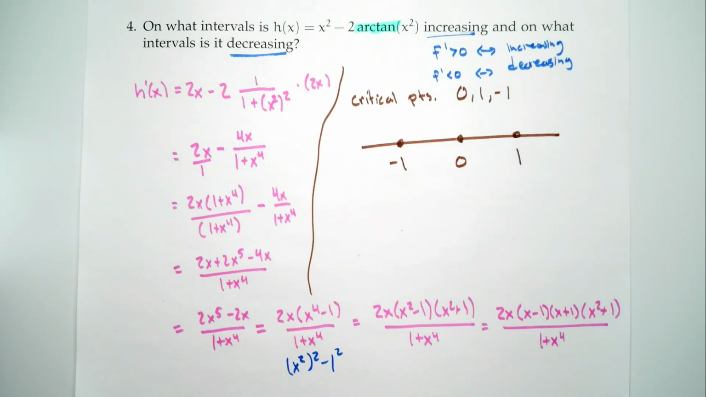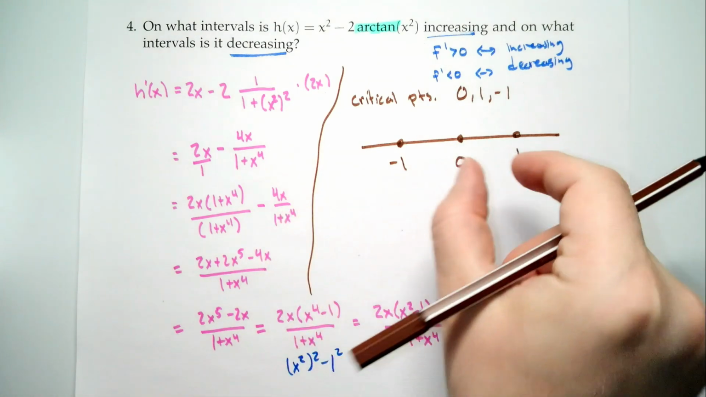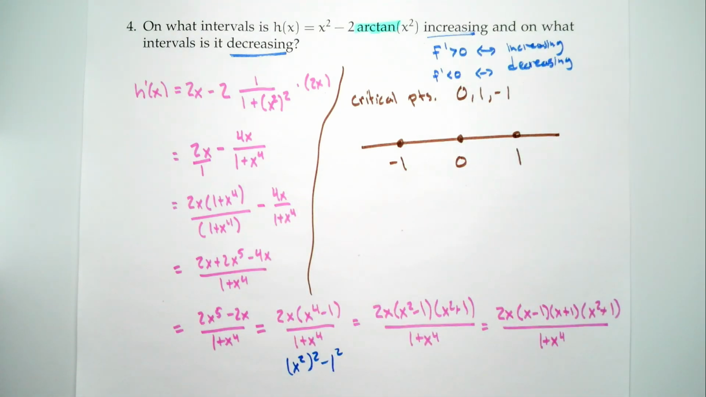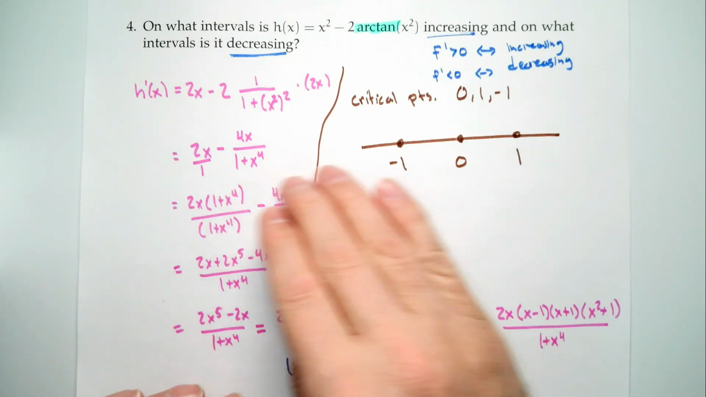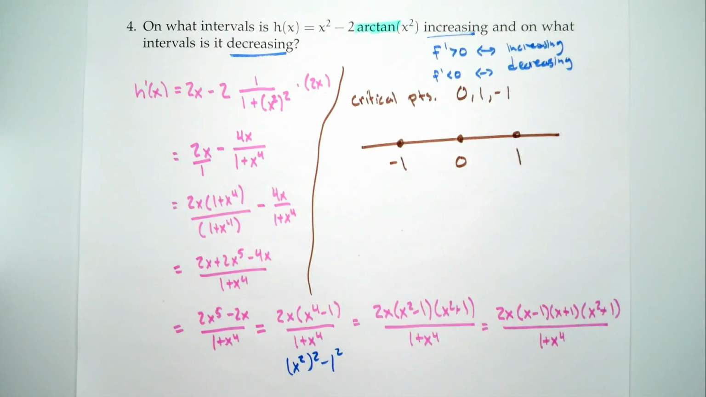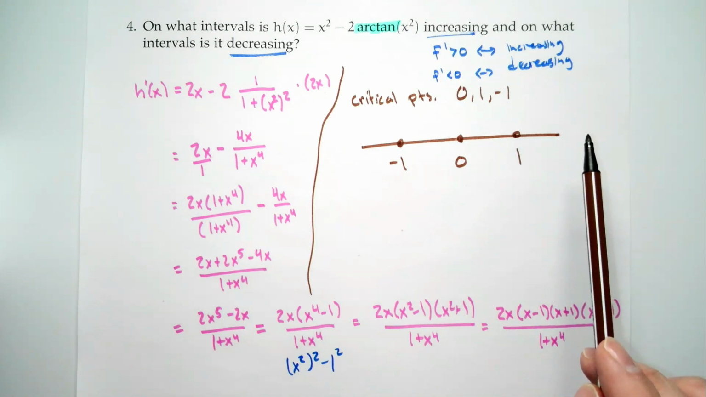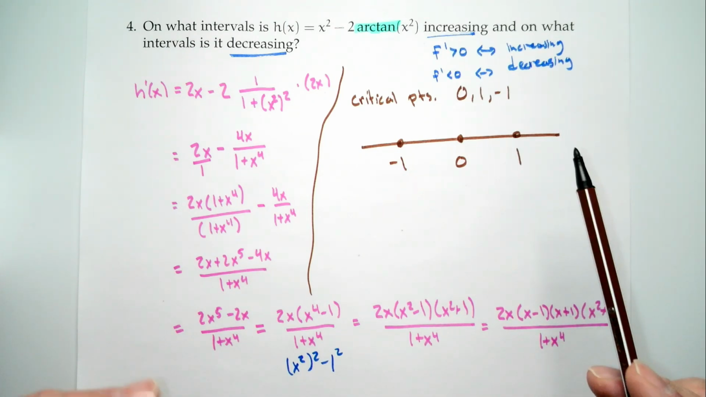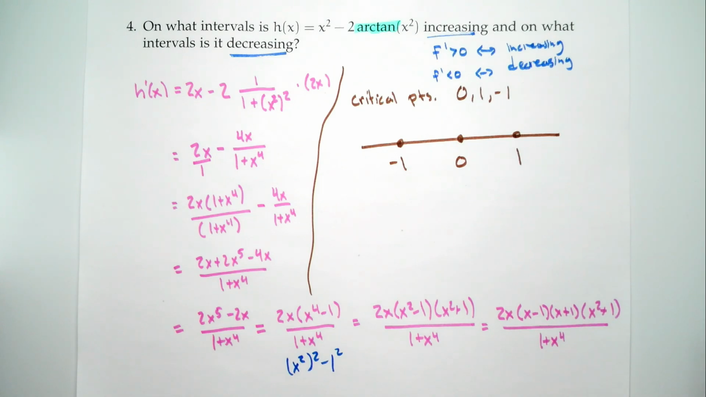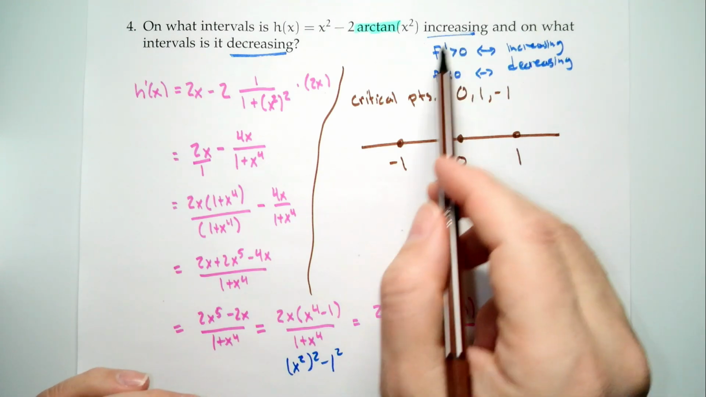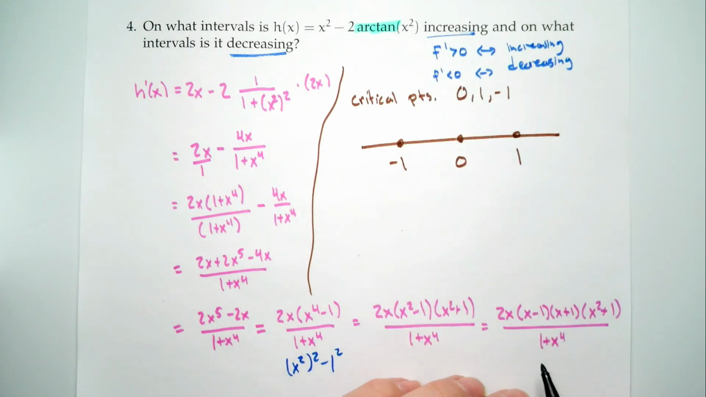Now the next thing for us to do is say, all right, we have these pieces. What happens on each piece? It's like we took our real line and chopped it, boom, boom, boom, and now there's 4 parts. We're going to do each part individually. So let's start with the part on the far right. Pick a number bigger than 1. You could pick 2, you could pick 200, you could pick 2 million. We don't really care about the value, we care about the sign.